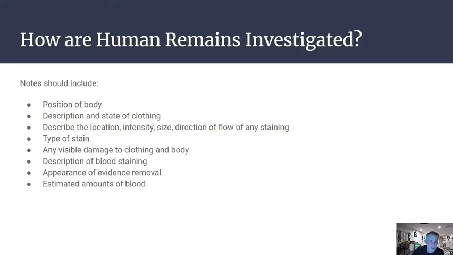So, the position of the body, the description and state of clothing, location and intensity, direction of flow of any staining, the type of stain, any visible damage to the clothing or body, description of blood staining, appearance of evidence, removal, was something removed from the scene, estimated amounts of blood. All of that has to be documented, and it has to be documented with sketching, photographs, and actual written notes.